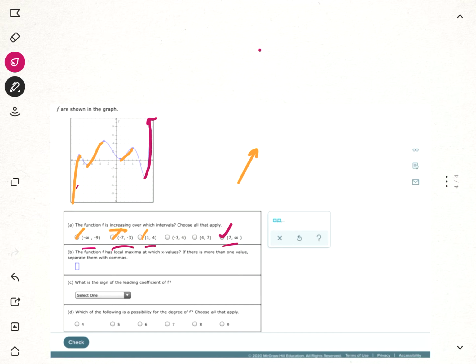Okay, part B says the function f has local maxima at which x values. If there is more than one value, separate them with commas. Okay, so remember maxima.